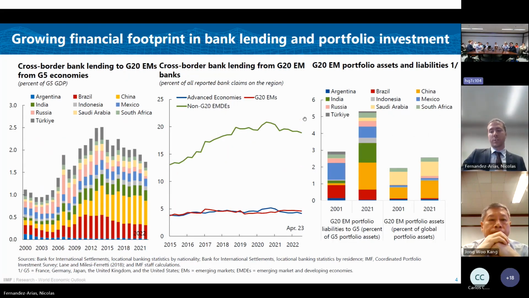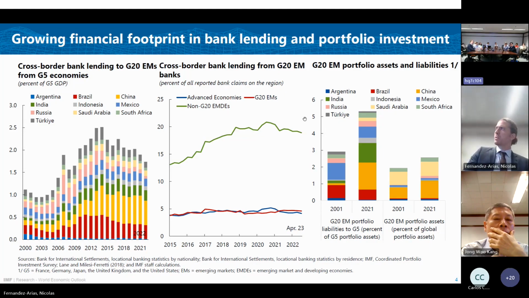So we also, just to give a complete picture of the increasing integration of the economies in the global economy, look at financial linkages here. Previously, we looked at foreign direct investment. Here we look at more short-term flows, like cross-border bank lending on the left side, which we plot as a percentage of G5 GDP. This is lending to G20 emerging markets from G5 economies, and it has increased from about 1% of GDP in 2000 to about 2% in 2022, driven by increases in Brazil, China, India, and Mexico.